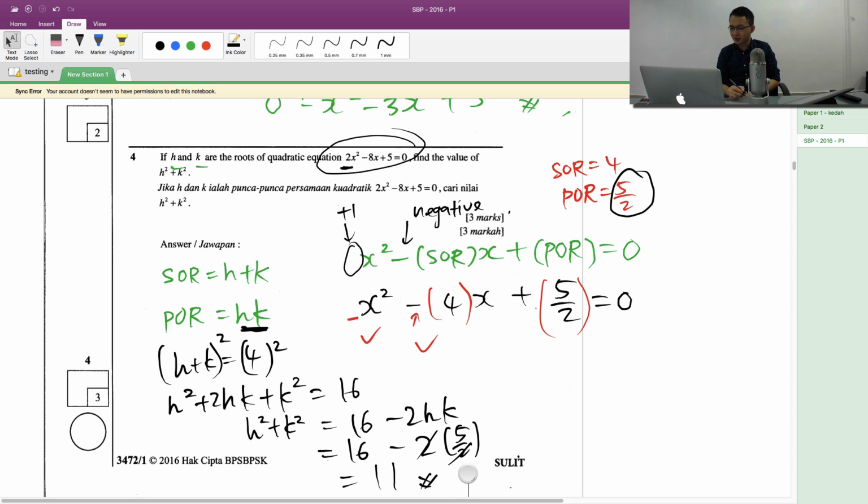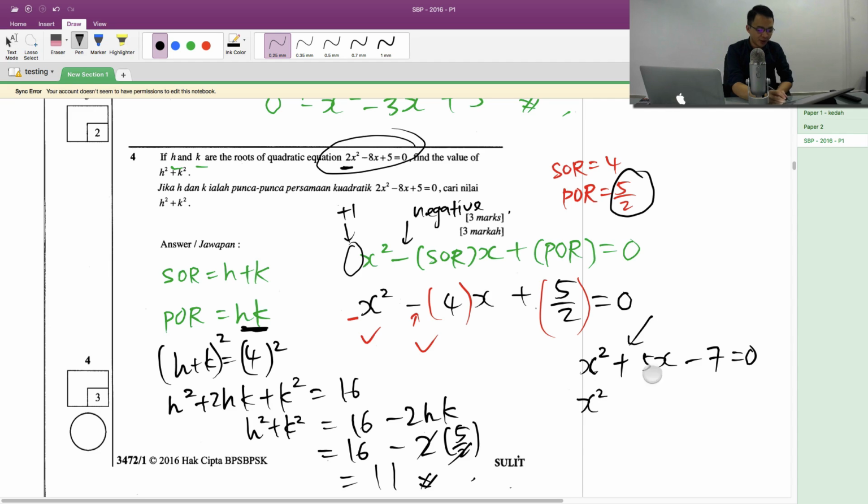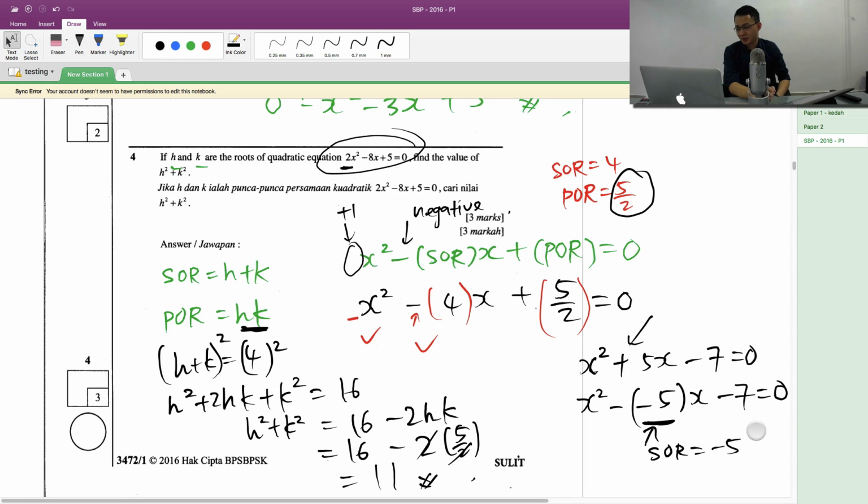How about the opposite sign? What do you mean by opposite sign? Okay, I think I get what you mean. Let's say I have x squared plus 5x minus 7 equals 0. You mean this one is the opposite sign, right? If so, what you can do is make both negative, because a negative gives you a positive. But then I will do the bracket thing, 5x minus 7 equals 0. Therefore, if this is positive, my sum of roots here will be negative 5. Okay, so I guess this is what you mean by opposite sign. I hope I do answer you.